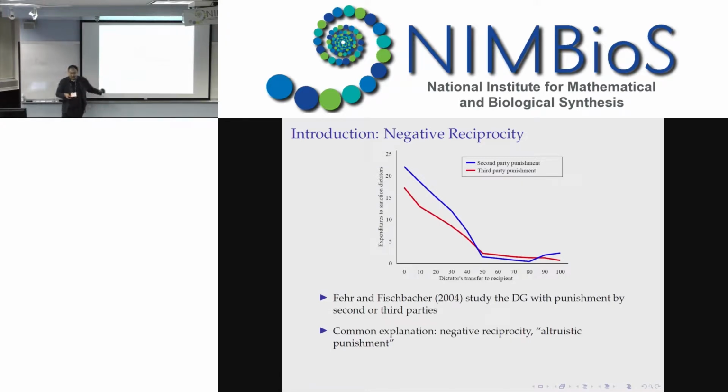I'm not a big fan of this term, but this is just an example. Third-party punishment in particular is inconsistent with reciprocity theories that are popular in economics, because third parties don't lose anything or gain anything, so they cannot be involved in this reciprocal relationship.